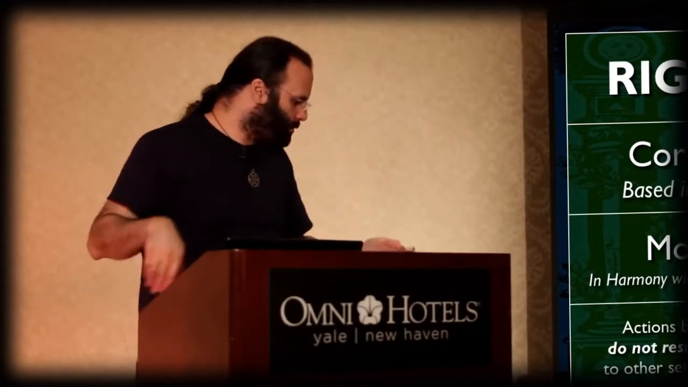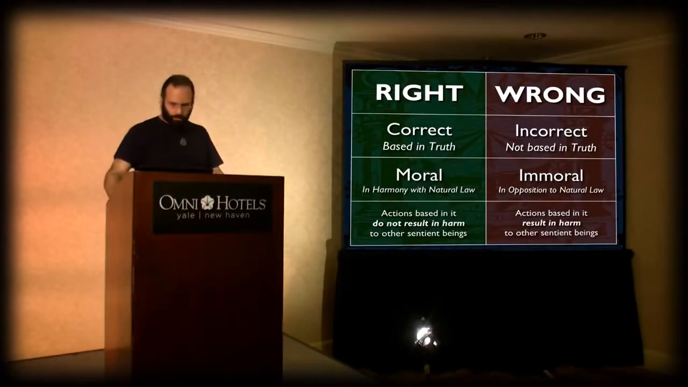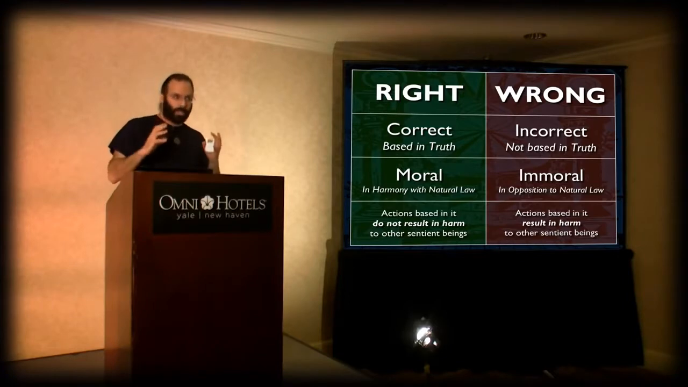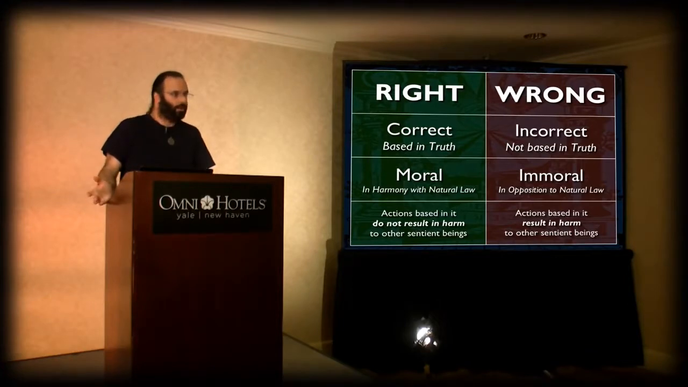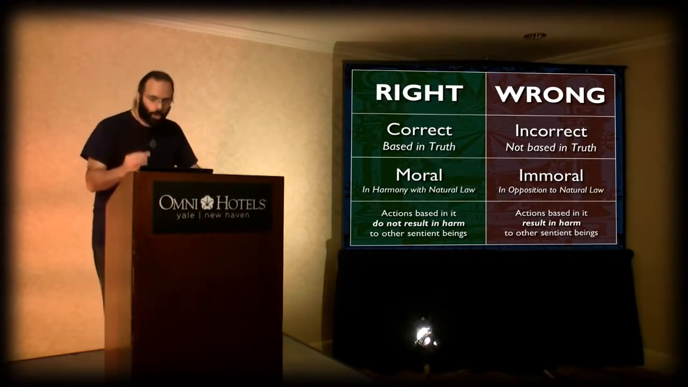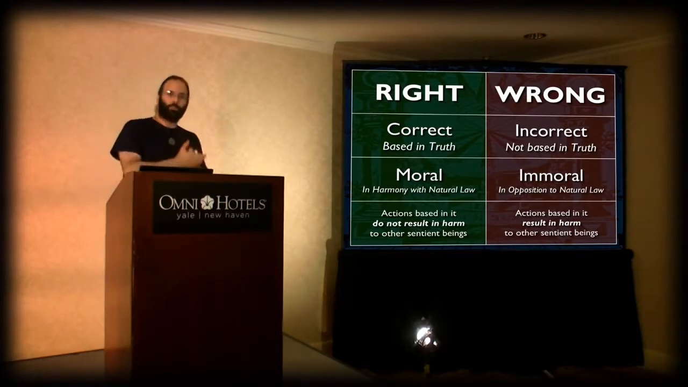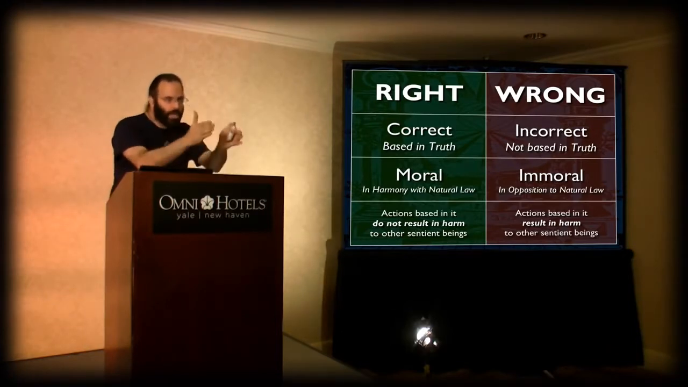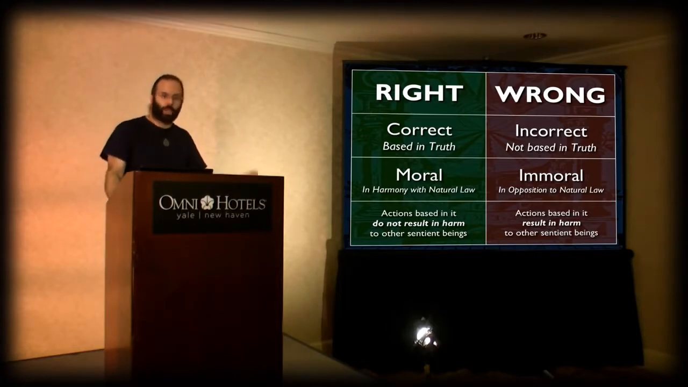All right? So, I want to focus on wrong for a moment. Wrong, again, we say this: what's 5 plus 5? 9. Wrong, it's not true. Incorrect answer. It's not based in truth. We use the term wrong to mean both incorrect and immoral. Well, that was wrong, what you did to that person by hitting him for no reason. You didn't have the right to do that. Immoral means in opposition to natural law, because actions that are based in it result in harm to other sentient beings. That's the simple definition of a wrong. Now, we can go deeper into the definition of what a wrong is and look at different types of wrongs, which is what I'm going to do in a moment.